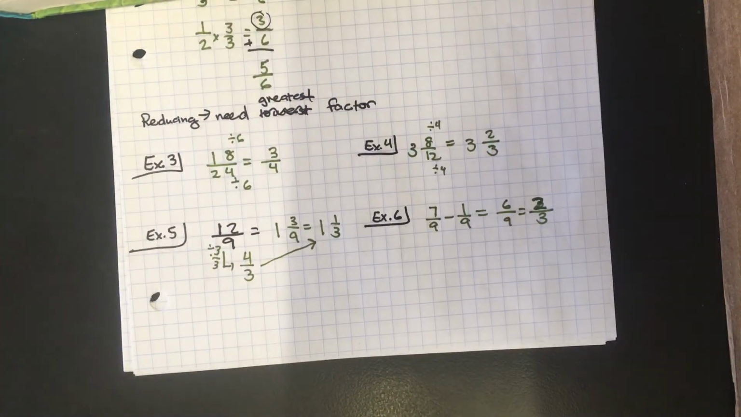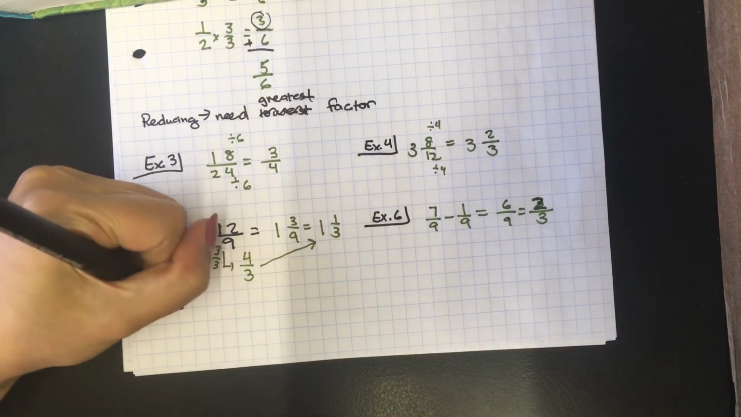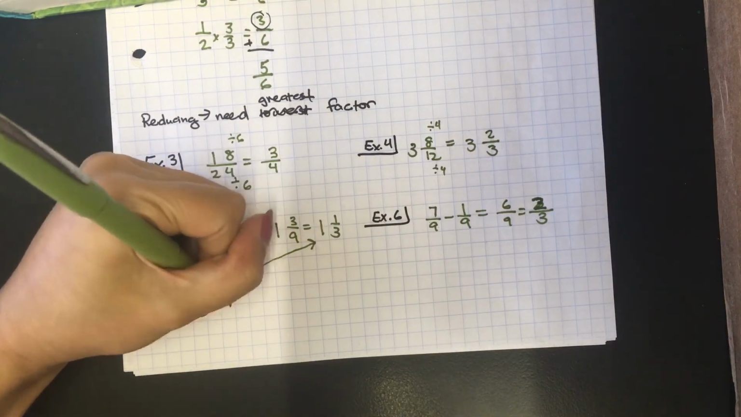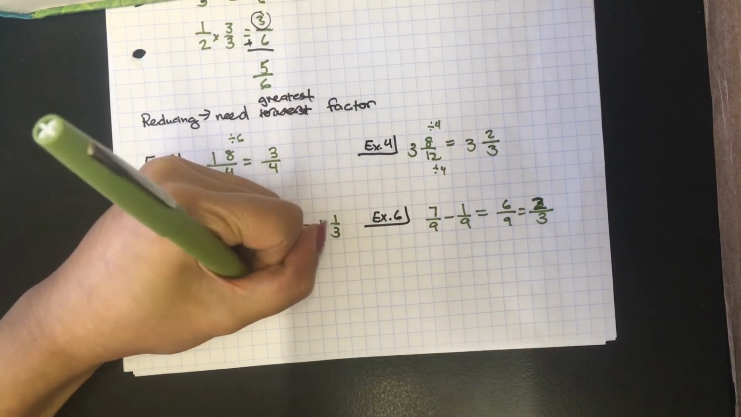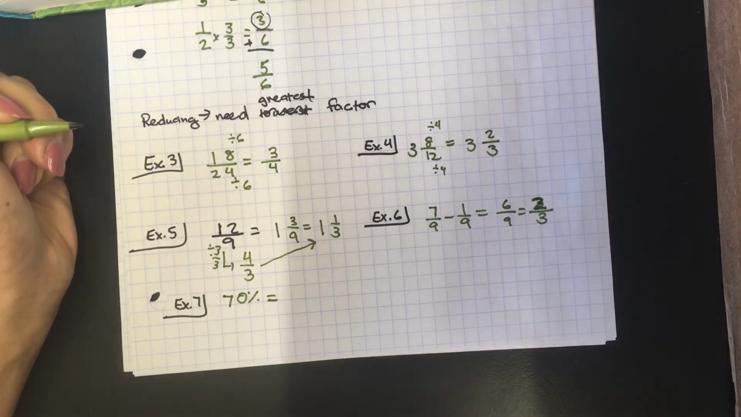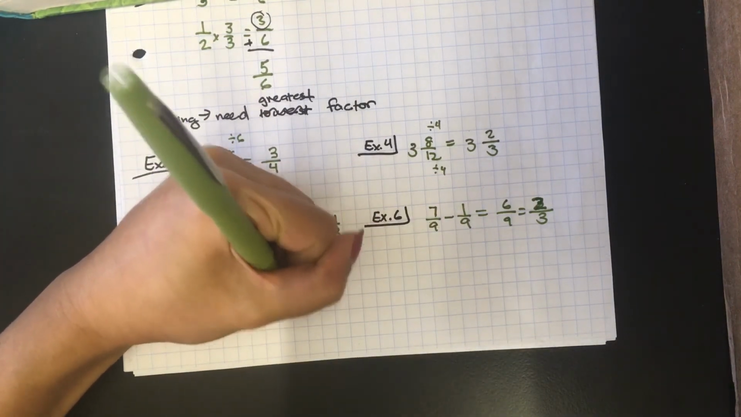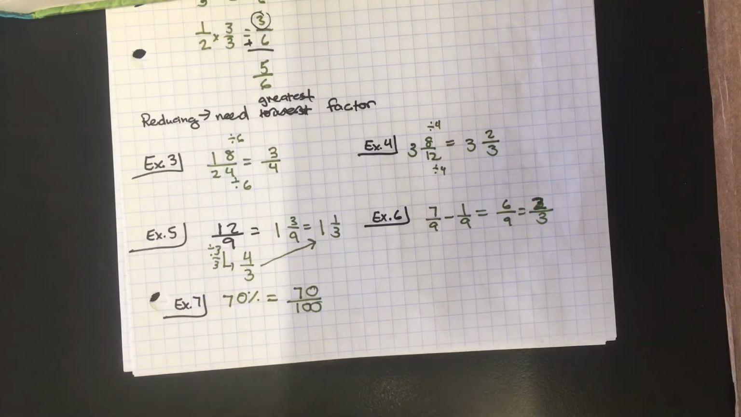All right, we're on the last 2 examples, guys. Example 7 says, write 70% as a reduced fraction. So 70% reduced fraction. Remember, a percent is always over 100, so I'm going to do 70 over 100. Answer this one also on Edpuzzle.